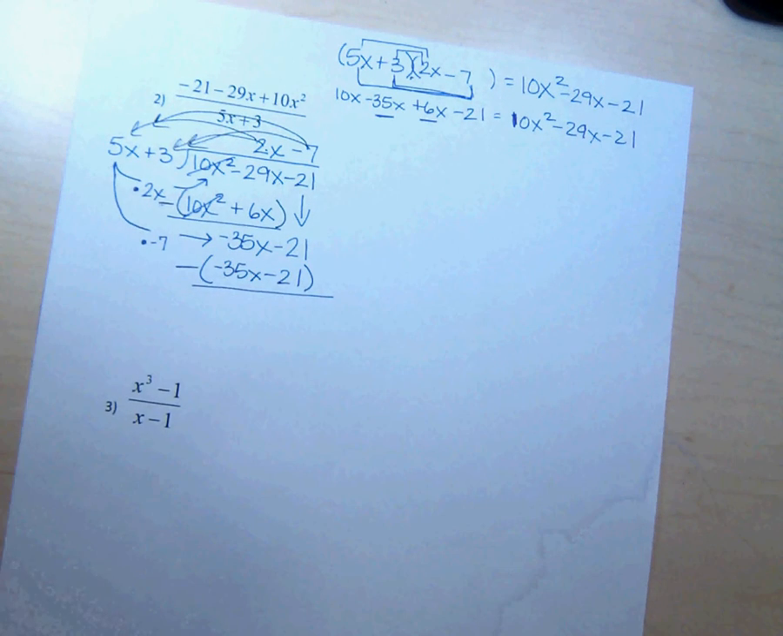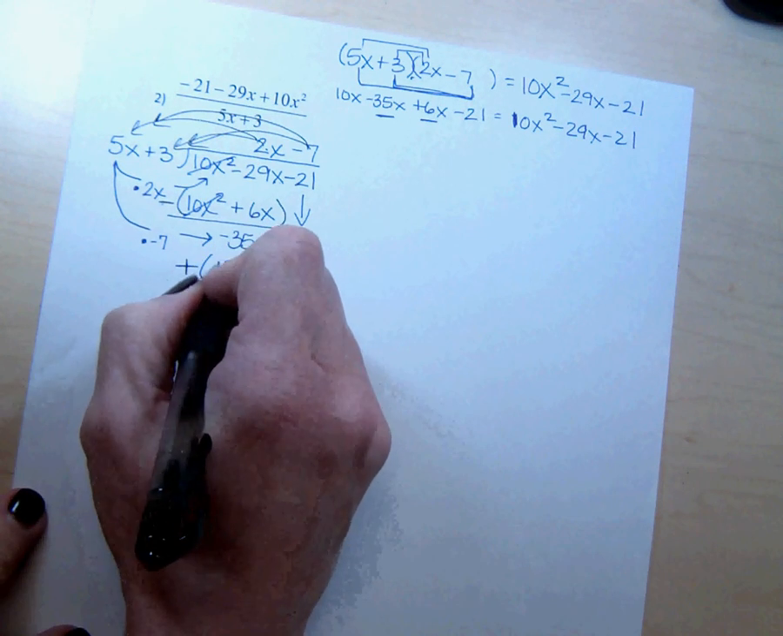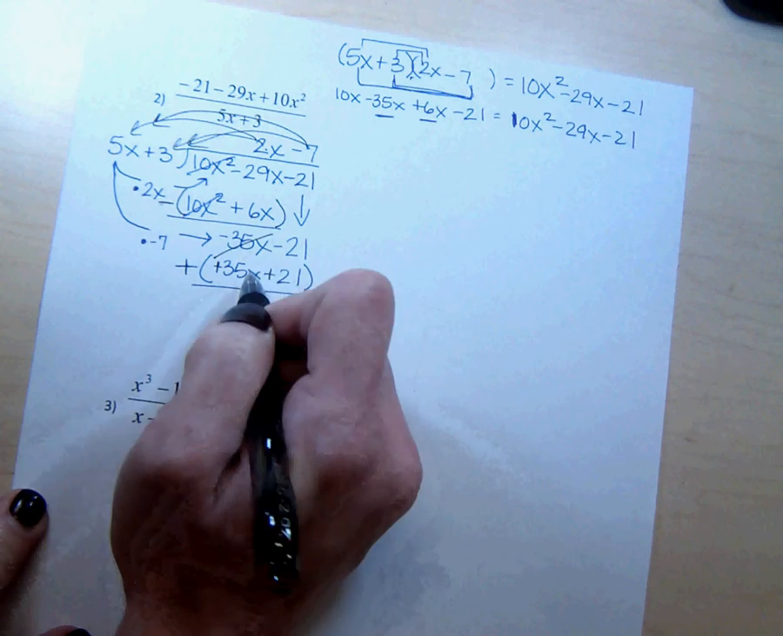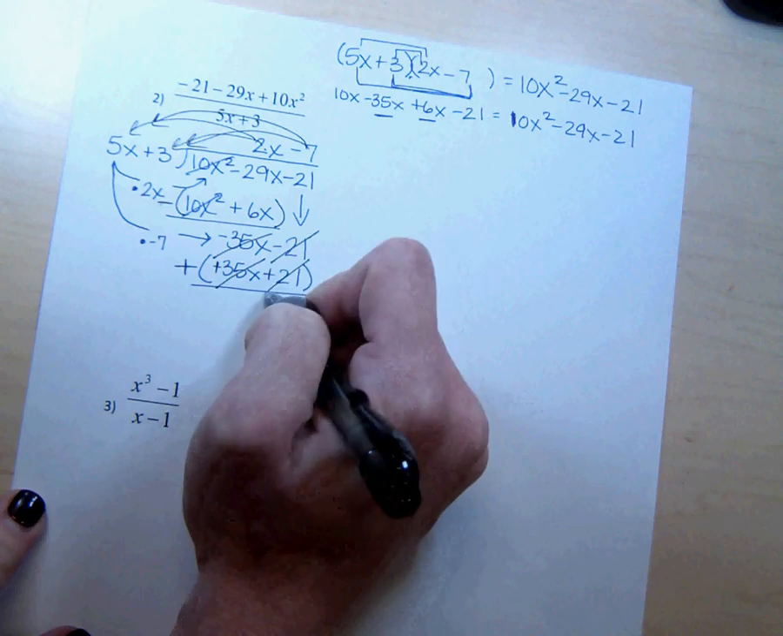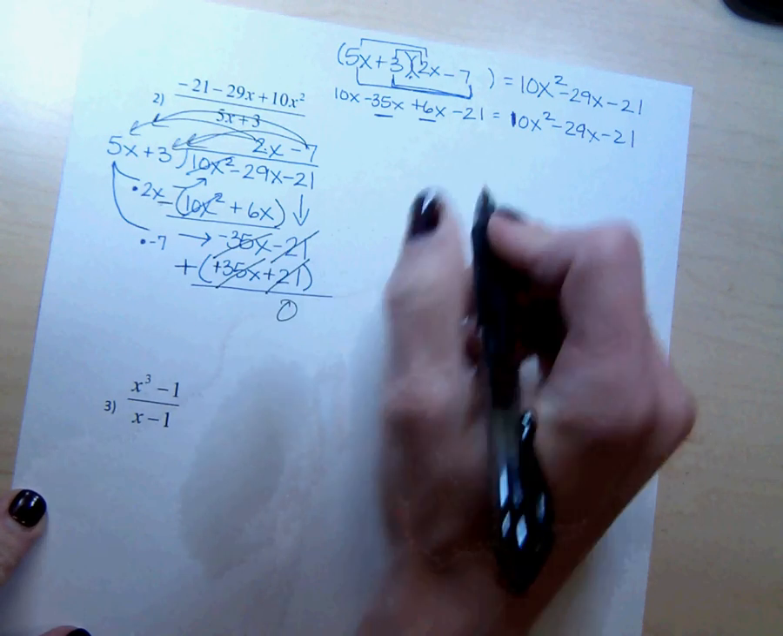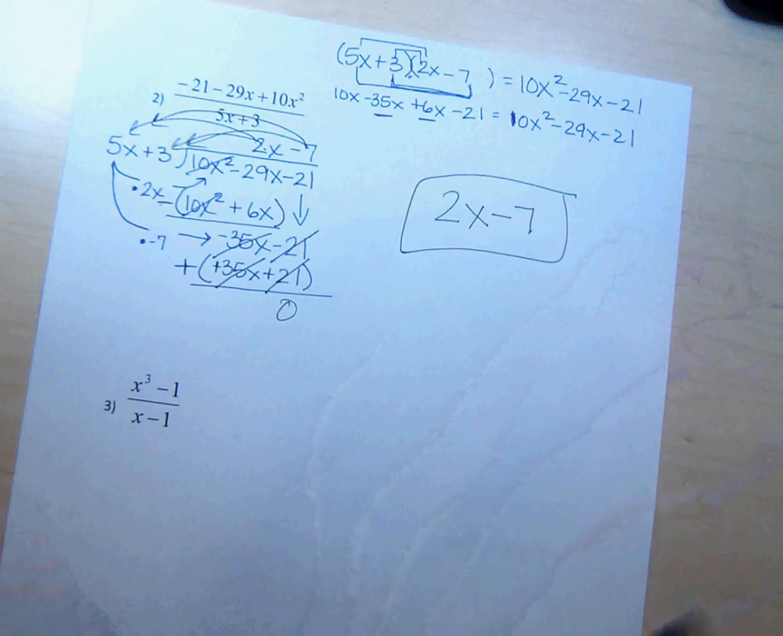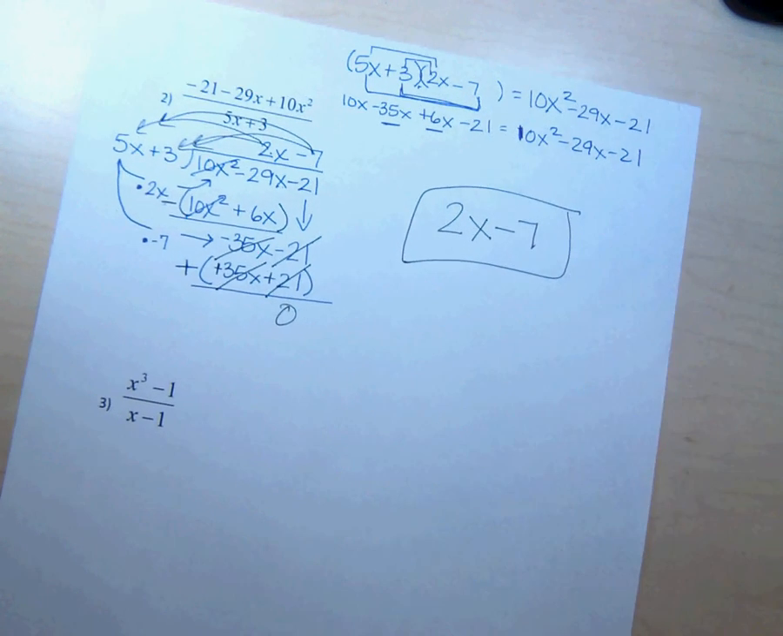And I subtract all this. So this becomes plus a positive 35x and a positive 21. Negative 35x plus 35x is 0. Negative 21 plus 21, remainder of 0. So my answer is 2x minus 7. And I already did the check up here. Remember, I showed you both methods, so I know that that's the answer.